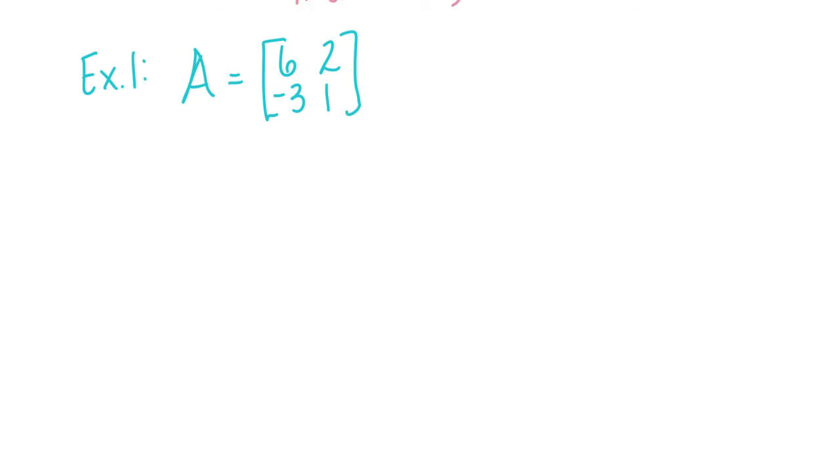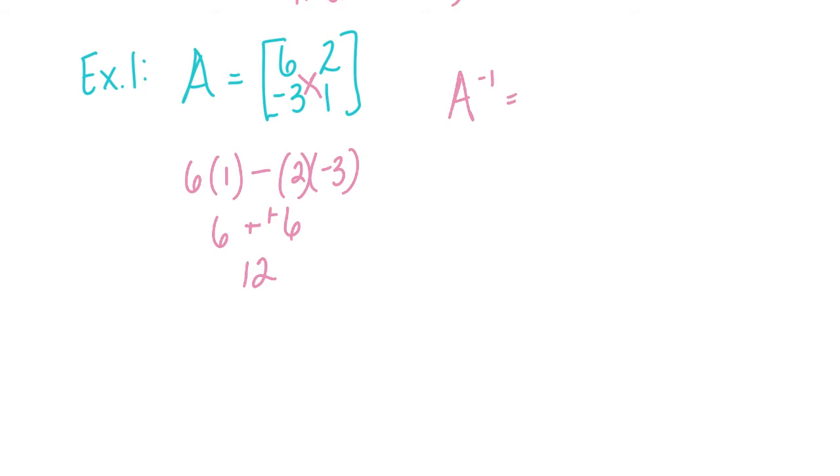All right, so the first thing we need to do is find the determinant. So remember the determinant, we're just multiplying 6 times 1, and subtracting 2 times negative 3. 6 minus a negative 6 is equal to 12. So to find the inverse, we are going to take 1 over 12.